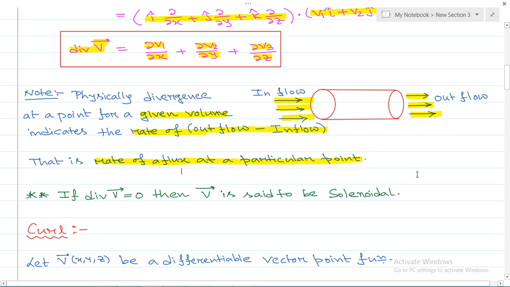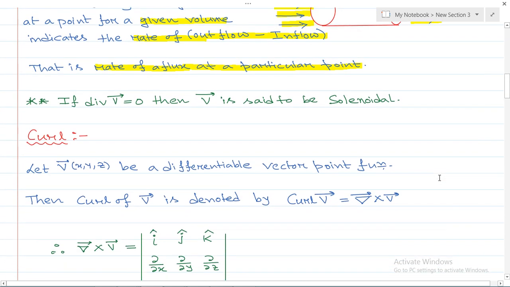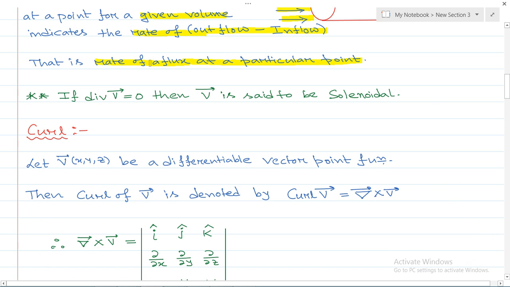Now if we calculate divergence, sometimes divergence can be 0. If divergence comes equal to 0 for the vector point function V, then this vector point function is said to be solenoidal. So for a vector point function, whenever divergence is 0, it is said to be a solenoidal vector point function.